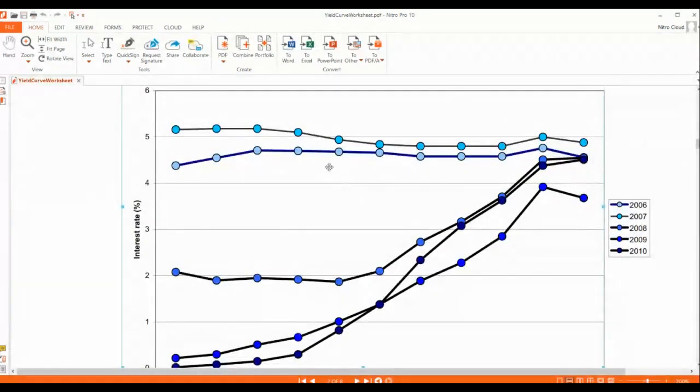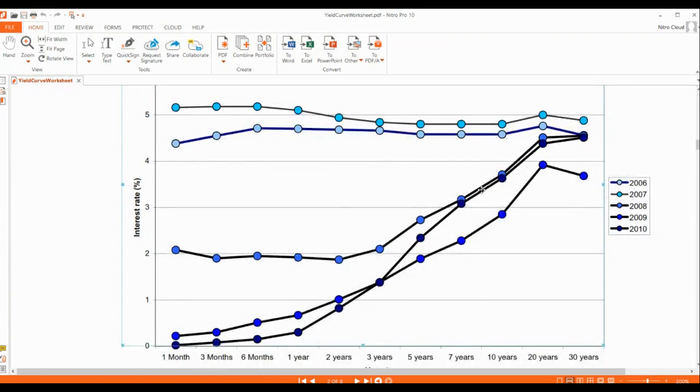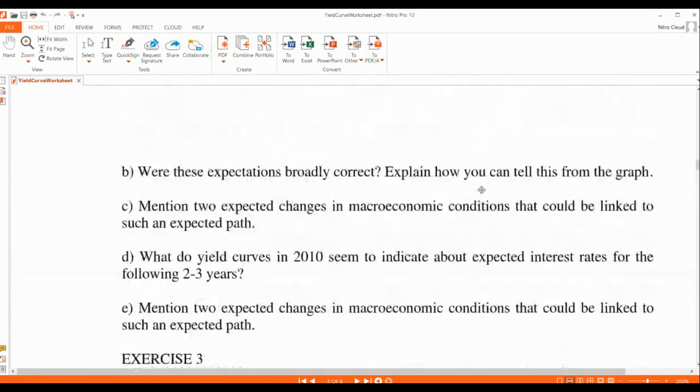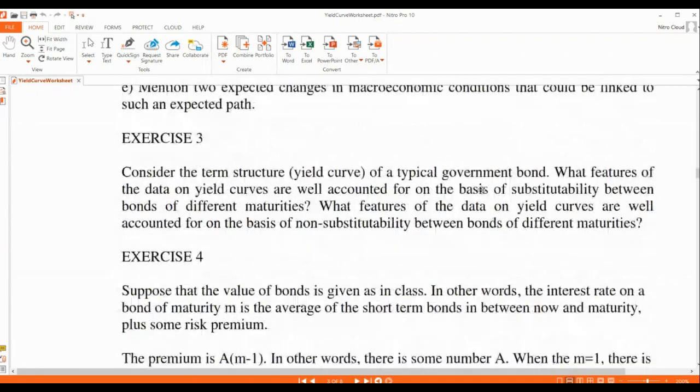So this worksheet is set up as exercises, but it's walking you through the kind of logic that we just went through. Given the shape of this curve, what must it be that people expected to happen? And then by looking at future curves, you can see, did reality turn out the way that they expected? Generally, in my experience, you can make good forecasts by looking at yield curves. And then there are also a couple of other questions here if you want some practice.